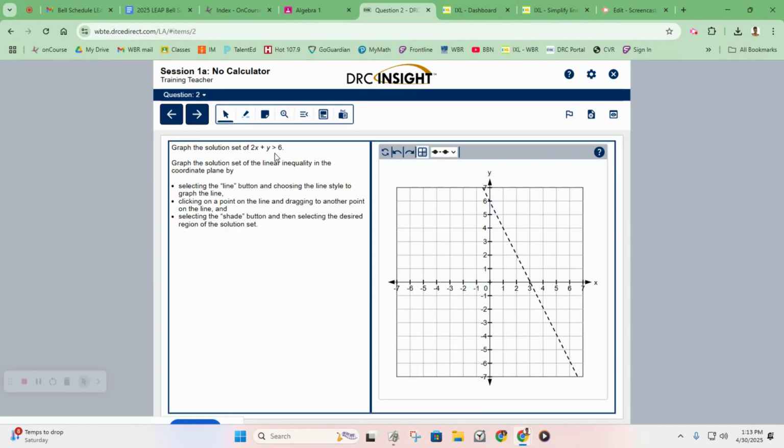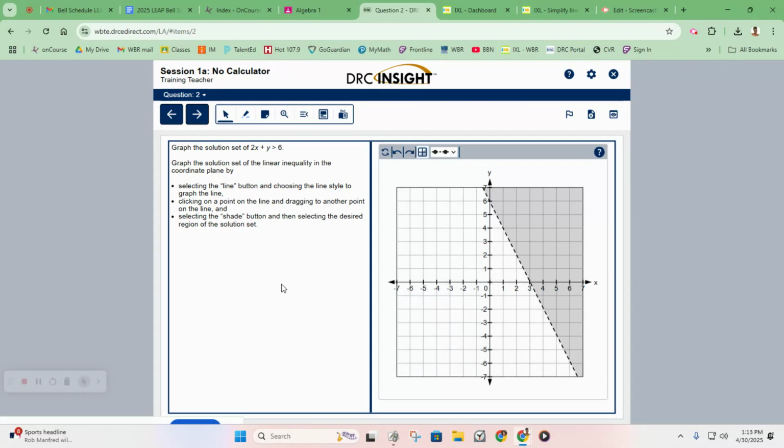Greater than, y is greater than this, is going to shade above. You can also use a test point. Whatever ordered pair is in the shaded region is a solution and will give you a true statement. If it's not in the region, if it's down here, then it will give you a false statement.